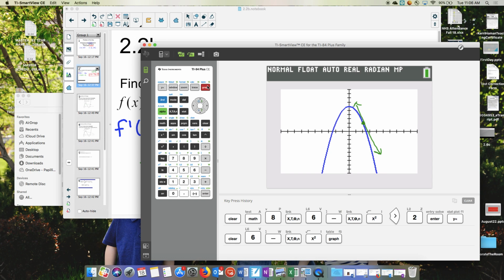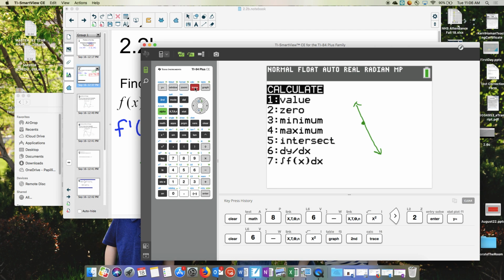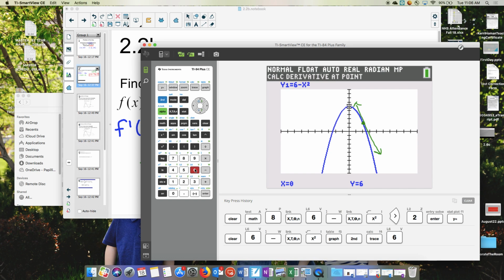I also want to show you that in our graph, we can find the derivative at a point. Do you remember how we talked about in the second calculate menu, we have all these options? Well, one of them is dy dx. So if you go to the second calculate menu and hit 6 for dy dx, you can punch in a number and hit enter, and it'll tell you the derivative at that point as well as the y value. So you can check yourself in both cases. Okay, I'll go through that again.